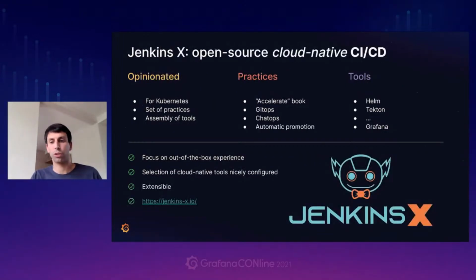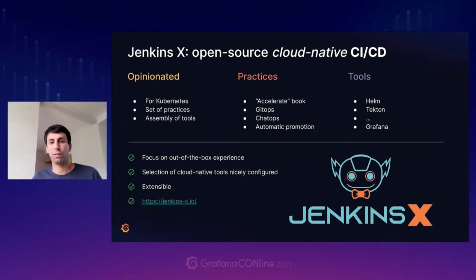So speaking of JenkinsX, what is it? It's an open source cloud native continuous delivery platform, an opinionated one built for Kubernetes. So if you need to remember two things about JenkinsX, it's that it is a set of practices first, and then an assembly of tools based on these practices and implementing them.